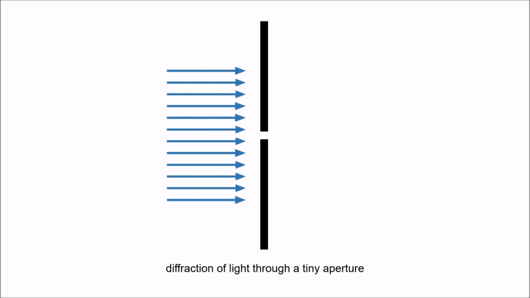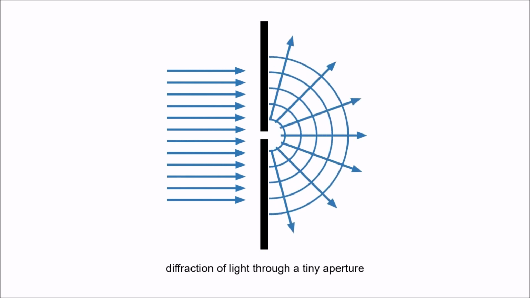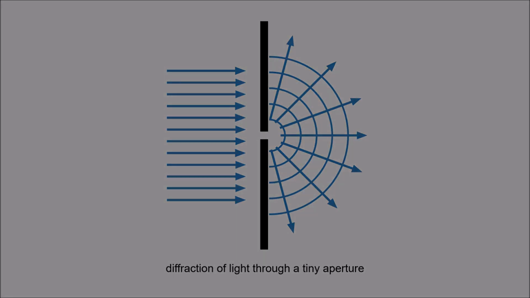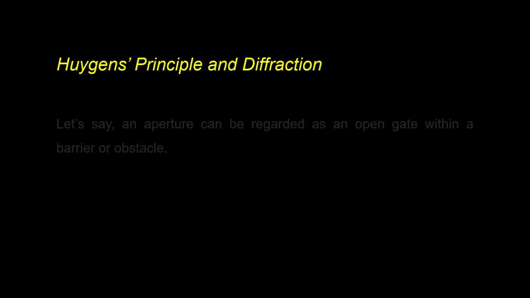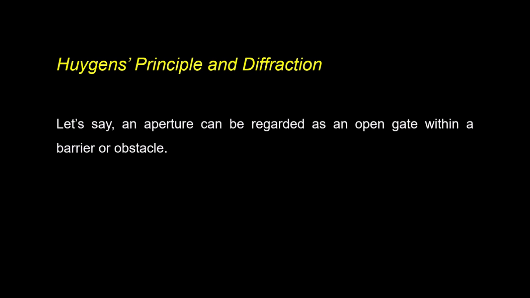Huygens' principle of secondary wavelets, proposed by the Dutch mathematician, physicist, and astronomer, Christian Huygens, has been immensely practicable over several decades and centuries, since 1690, for studying various optical phenomena. As stated in Huygens' principle, each point on a wavefront emits a semicircular wavelet. Let's say, an aperture can be regarded as an open gate within a barrier or obstacle.